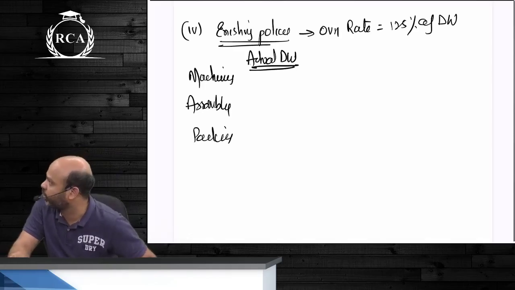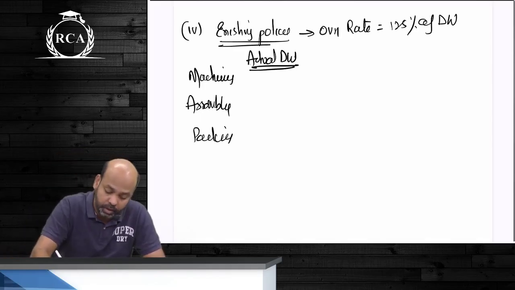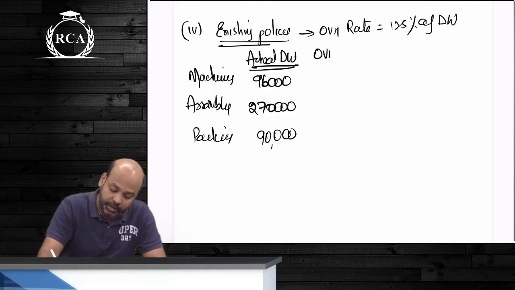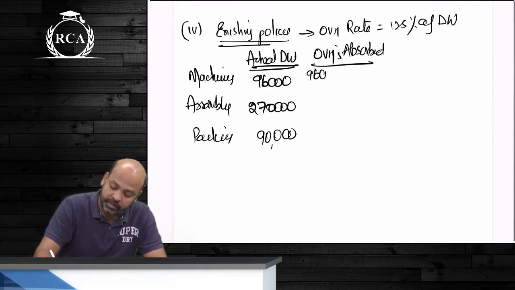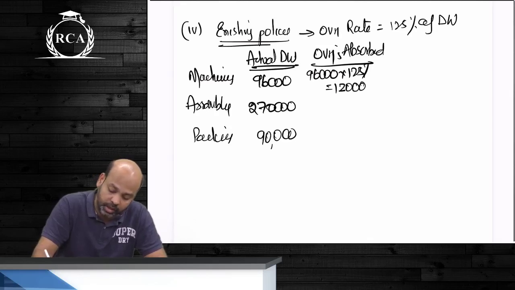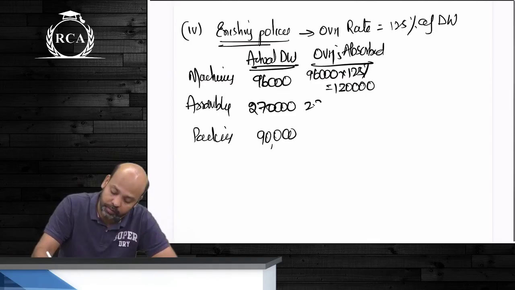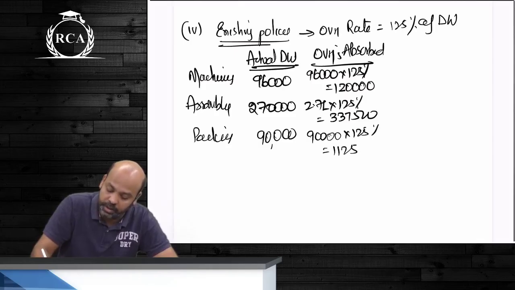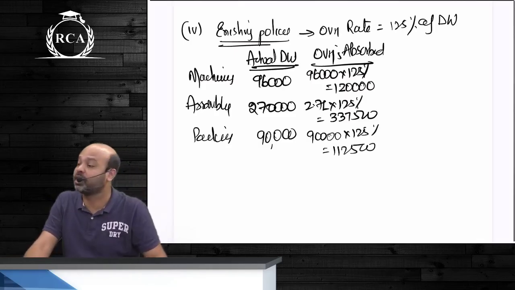What are the actual direct wages of machining department? 96,000, 2,70,000 and 90,000. What do you think will be the overheads absorbed guys? 125% of these direct wages. 96,000 into 125%, 1,20,000. 2,70,000 into 125%, 337,500. 90,000 ka 125%. These are the amount of overheads that you're going to absorb in each of these divisions.